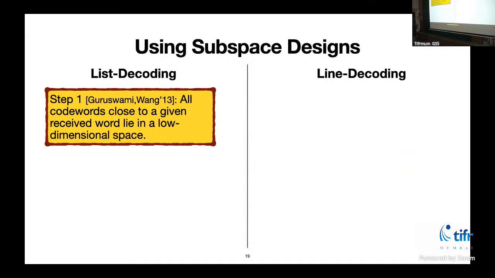So in particular, this is not that surprising if you know the list size bounds already. Because if the list size is just 1 over epsilon, well, all close by things lie in a 1 over epsilon dimensional space. So it's not that surprising. Just take the whole span of the list.